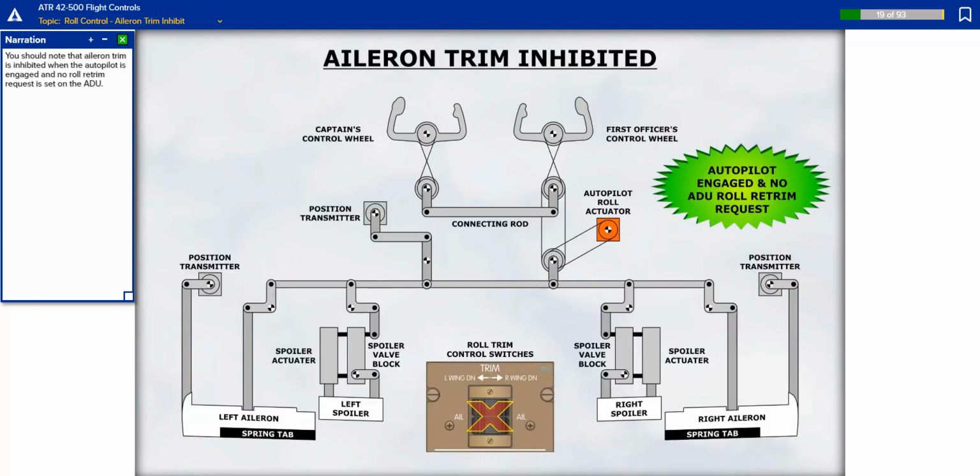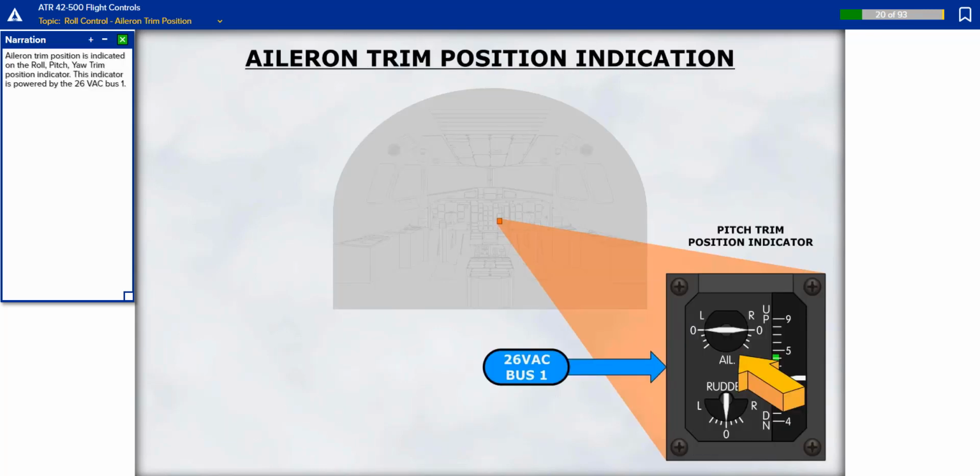You should note that aileron trim is inhibited when the autopilot is engaged and no roll retrim request is set on the ADU. Aileron trim position is indicated on the roll, pitch, yaw trim position indicator. This indicator is powered by the 26 volts AC bus 1.